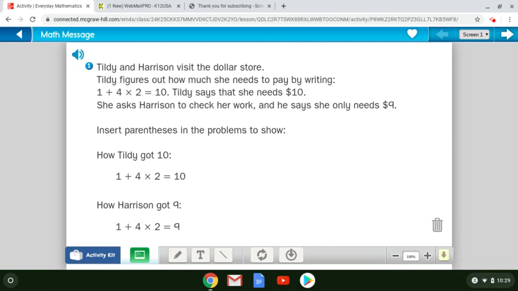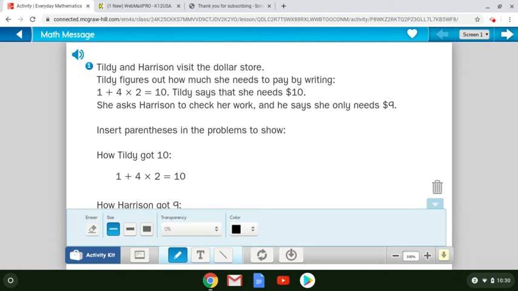So we have a problem here. You can take a minute and read that. If you're working on the computer, you can press the little speaker here and it will read it to you. So you're going to go through, read this problem, and then do what it says here. And it's asking you to insert the parentheses to show these problems.